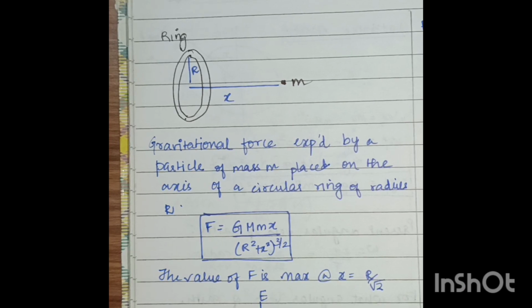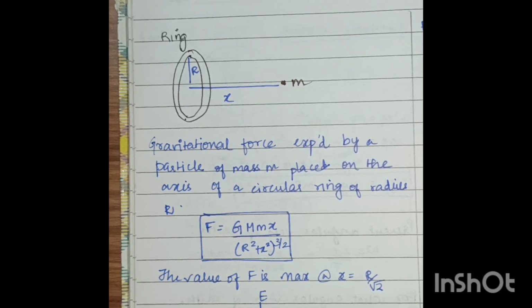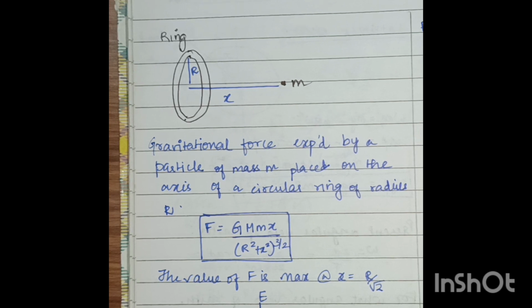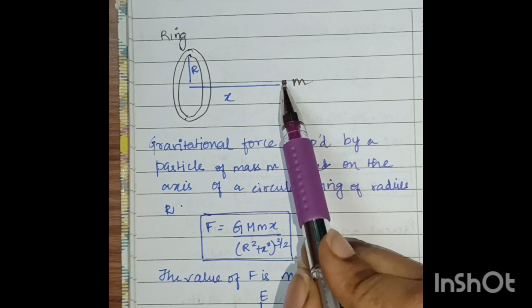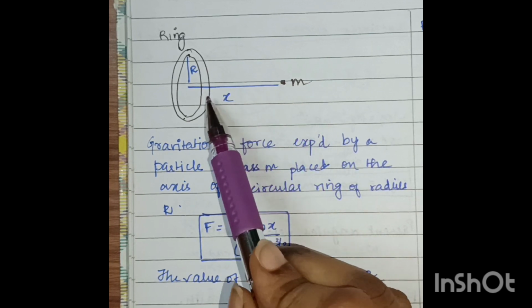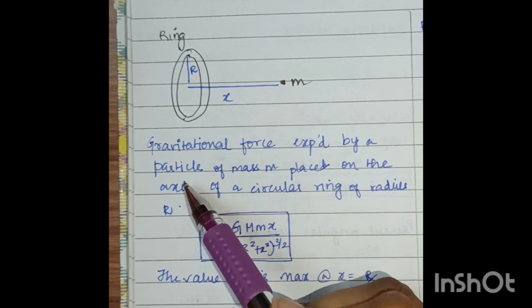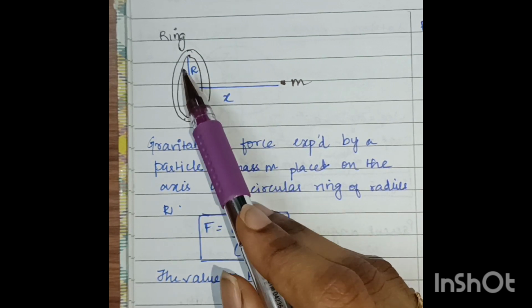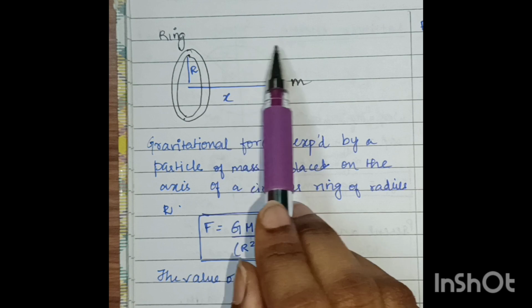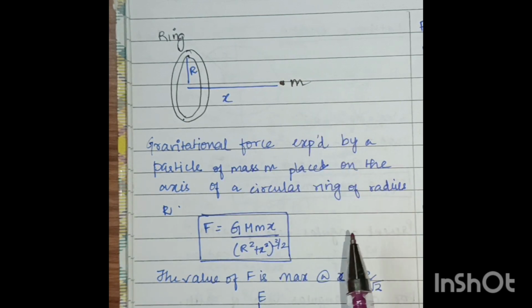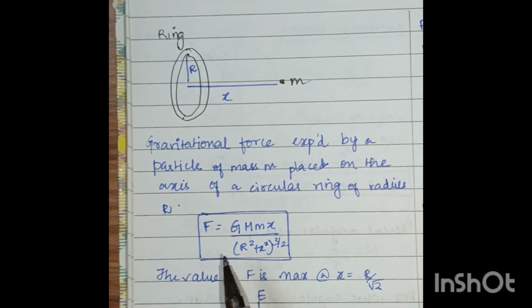Gravitational force experienced by a particle of mass m placed on the axis of a circular ring of radius capital R. So we are keeping a mass small m here, which is at a distance x from the ring. Okay, so this ring has been facing in this direction. Now what will be the force experienced?